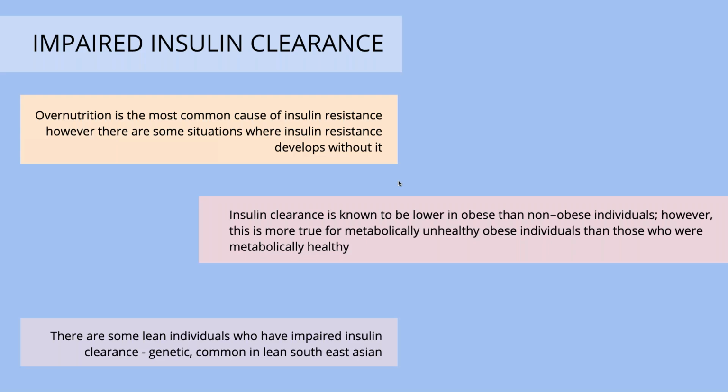There is another type of situation which you'll see in some people. It's not as common, but it's something that I do see, which is impaired insulin clearance. And in people that have insulin resistance and people that are obese, because of being obese, they do have lower insulin clearance in the first place. However, there are some lean individuals who have impaired insulin clearance as well. And this is a genetic tendency that's more common in lean Southeast Asians.